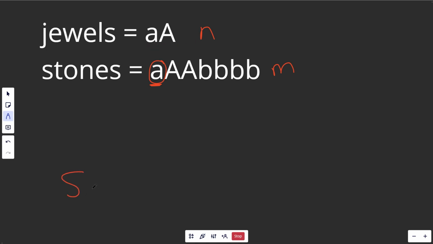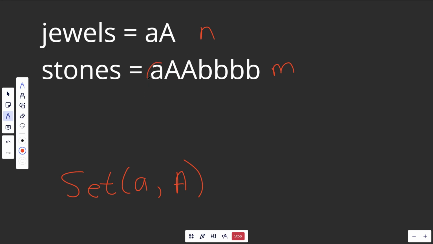But we can actually use a hash set, or in Python, just a set. That way, if we turn jewels into a set of characters, it'll be a set of lowercase a and capital A here. If we wanted to know if any of these stones is a jewel, we don't have to loop through the entire n string. We can actually just say if it's in the set.